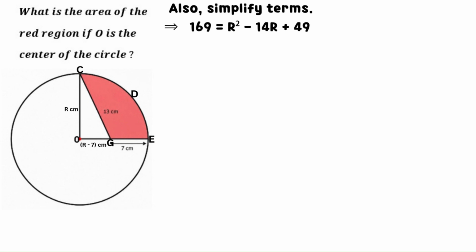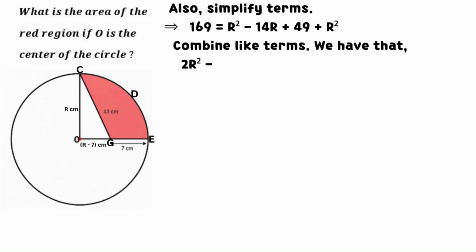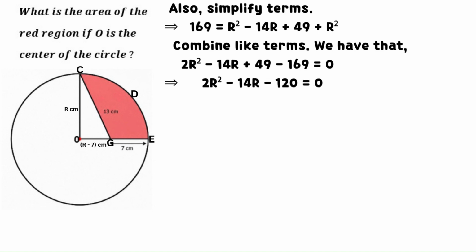Also, simplify terms. It follows that 169 equals the square of R minus 14 times R plus 49 plus the square of R. Combine like terms and simplify, so that 2 times the square of R minus 14 times R minus 120 equals 0. Divide out by 2. This implies that the square of R minus 7 times R minus 60 equals 0.